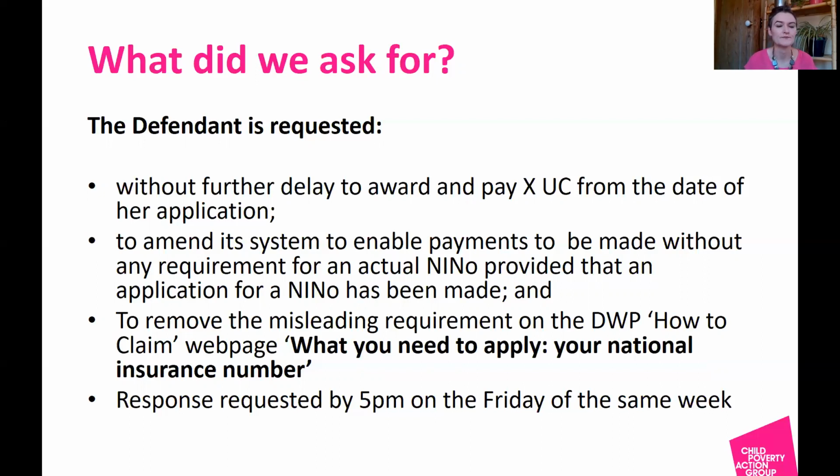What did we ask for? We asked the DWP to, without further delay, award and pay our client universal credit from the date of her application. We asked them to amend their system to enable payments to be made without any requirement for an actual national insurance number, provided that an application for a national insurance number has been made, and to remove the misleading requirement on their website, How to Claim, where it said what you need to apply, your national insurance number. We requested a response by 5 p.m. on the Friday of the same week.